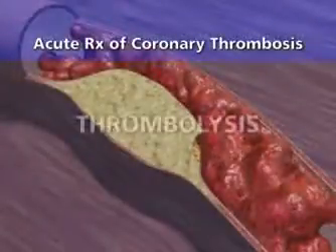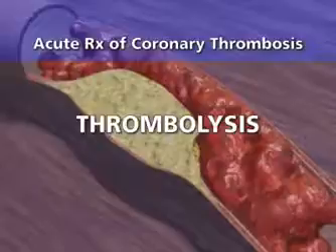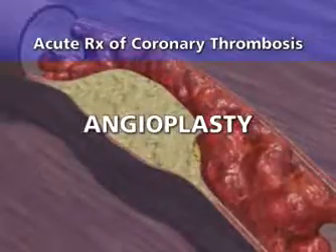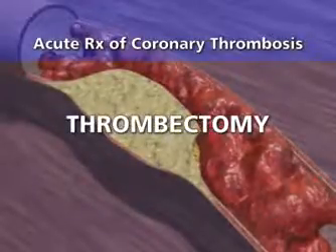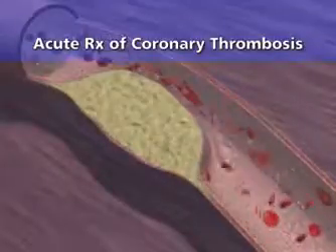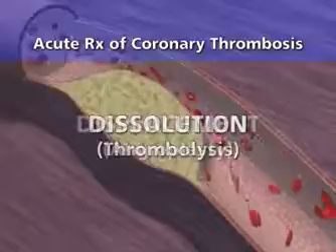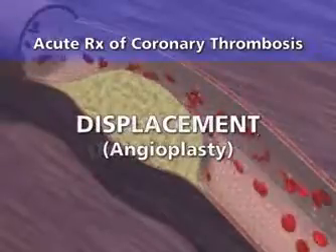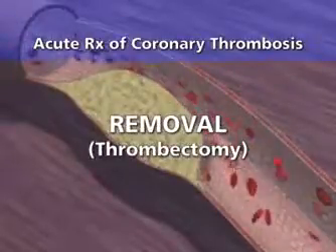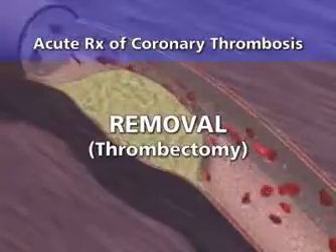Emergency therapy by thrombolysis, angioplasty, or thrombectomy restores blood flow by targeting the thrombus, either dissolving it, displacing it, or removing it as quickly as possible. Rapid restoration of blood flow relieves symptoms and minimizes myocardial damage.